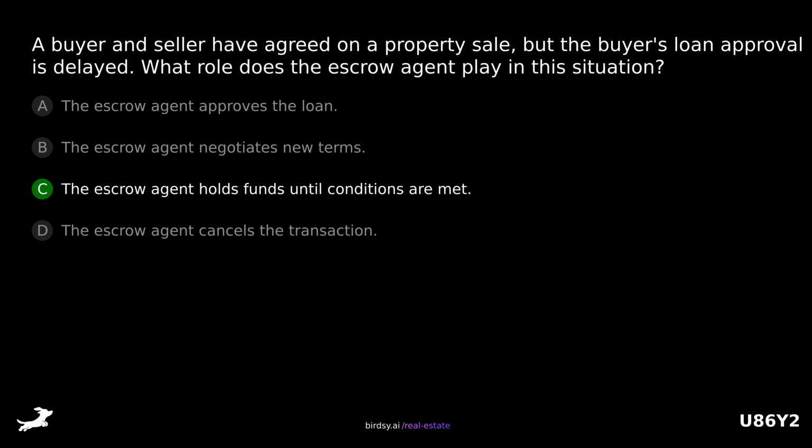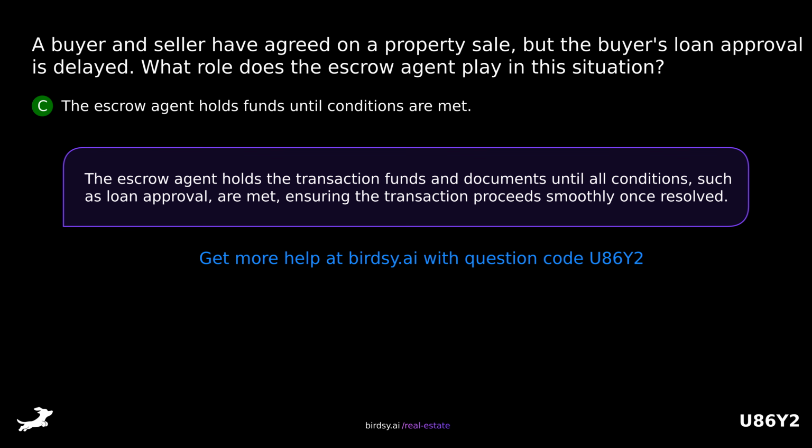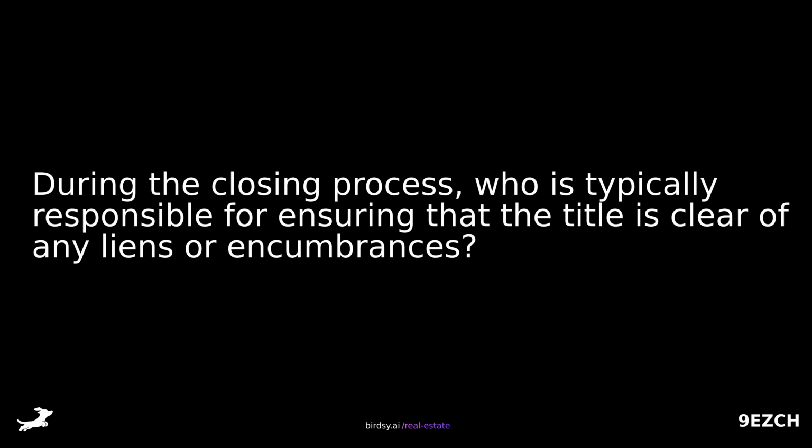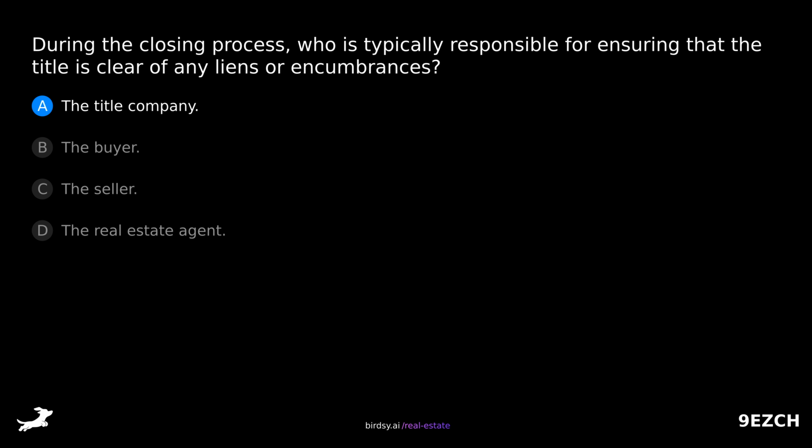The answer is C, the escrow agent holds funds until conditions are met. The escrow agent holds the transaction funds and documents until all conditions such as loan approval are met, ensuring the transaction proceeds smoothly once resolved. During the closing process, who is typically responsible for ensuring that the title is clear of any liens or encumbrances? Is it A, the title company?